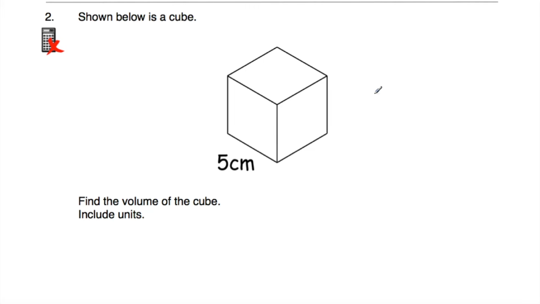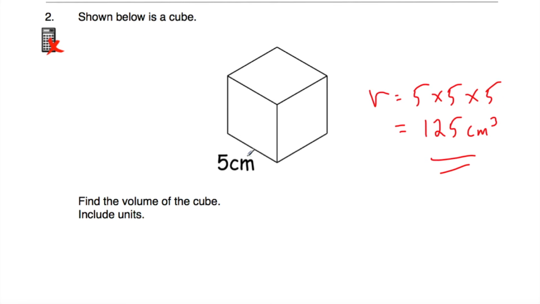But if it's a cube, I would just tend to do the volume is equal to the length times the width times the height, which in this case would be 5 times 5 times 5, which is the same thing really anyway. 5 times 5 is equal to 25, times 5 is equal to 125 centimeters cubed. So that's the volume of that cube, 125 centimeters cubed, and the units are centimeters cubed.